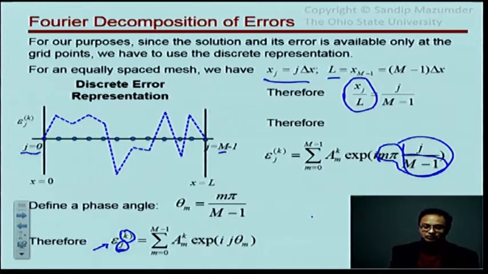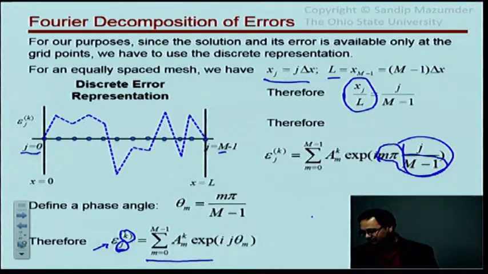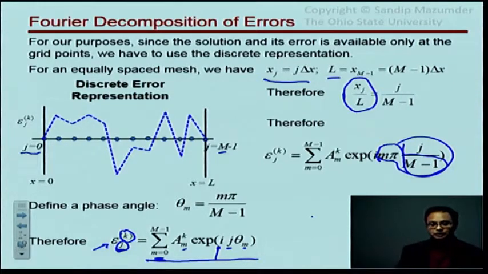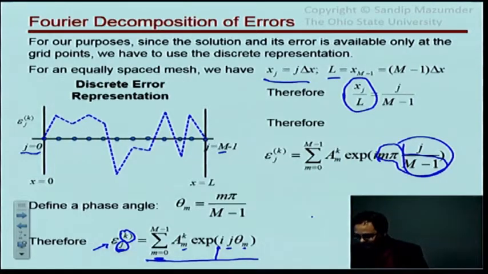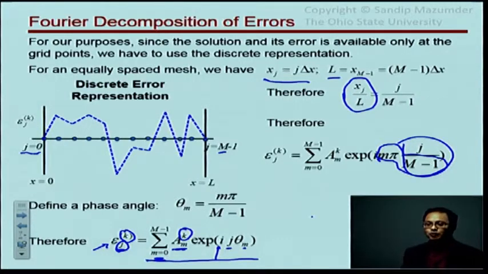That's what epsilon j is, and we're saying now we can write it in terms of a Fourier series which looks like that. The i is the complex number, j is the nodal location, m is the Fourier mode, which is right here. So it's a linear combination of many different waves. That's what we are saying. Notice here that the amplitude also has a superscript k.